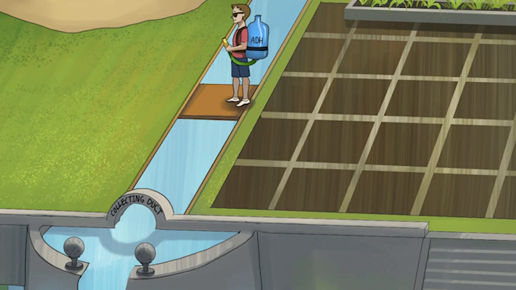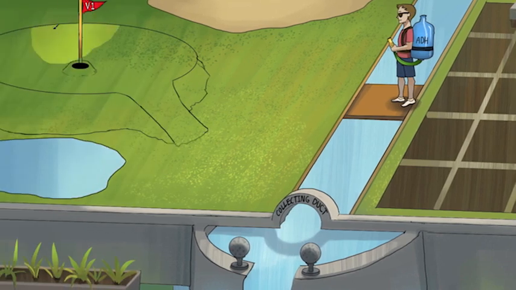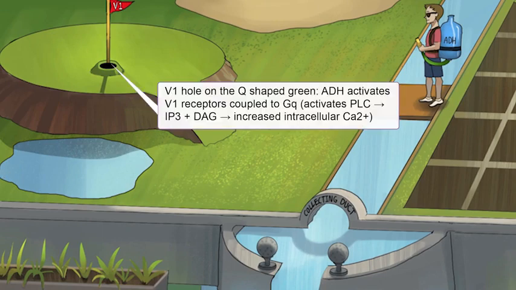ADH performs these actions by activating two subtypes of G protein-coupled receptors. V1 receptors are coupled to protein G sub Q, or GQ. So, the first green on this course is labeled V1 and is in the shape of a big Q. Being coupled to GQ means that the V1 receptor activates phospholipase C, forms IP3, and increases intracellular calcium.